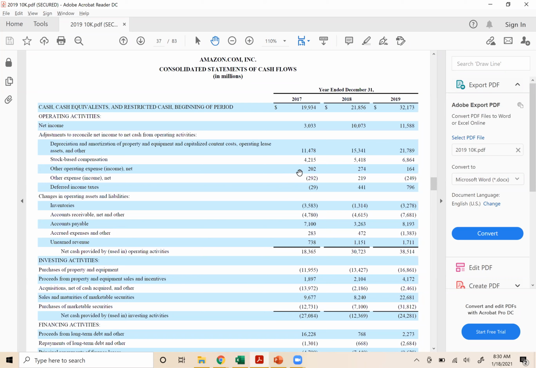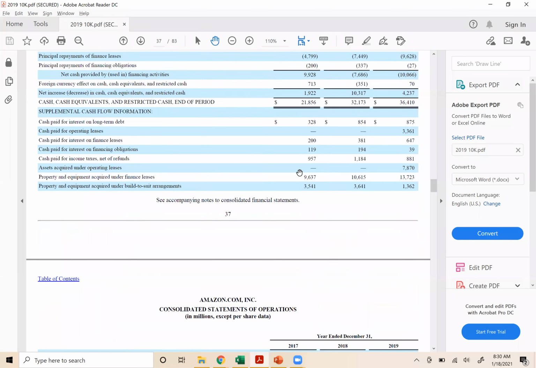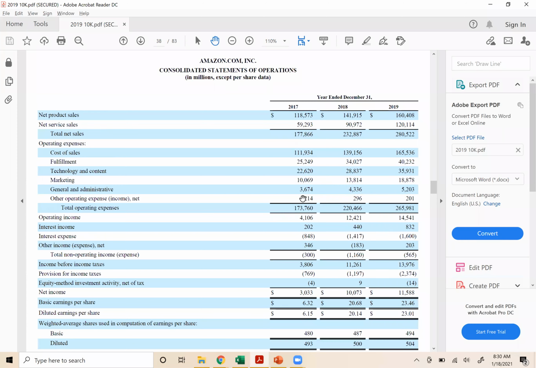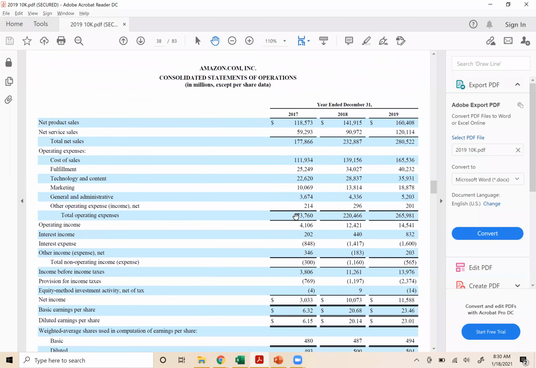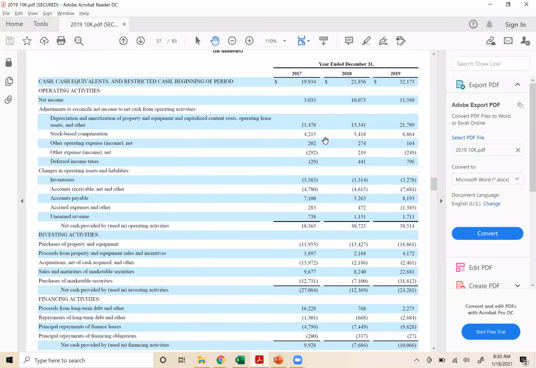Other operating expense income. If you notice, we had something similar in our income statement. Let's take a look at it. Other operating expense: 214, 296, 201. So 202, 274. A little bit different. Why is it different? Again, the income statement records everything. This is just the cash portion of that. So we have to consider it separate, even though it reads the same line item. Don't pull it in because the numbers are a little bit different. That's why it's in the cash flow as different than the income statement.